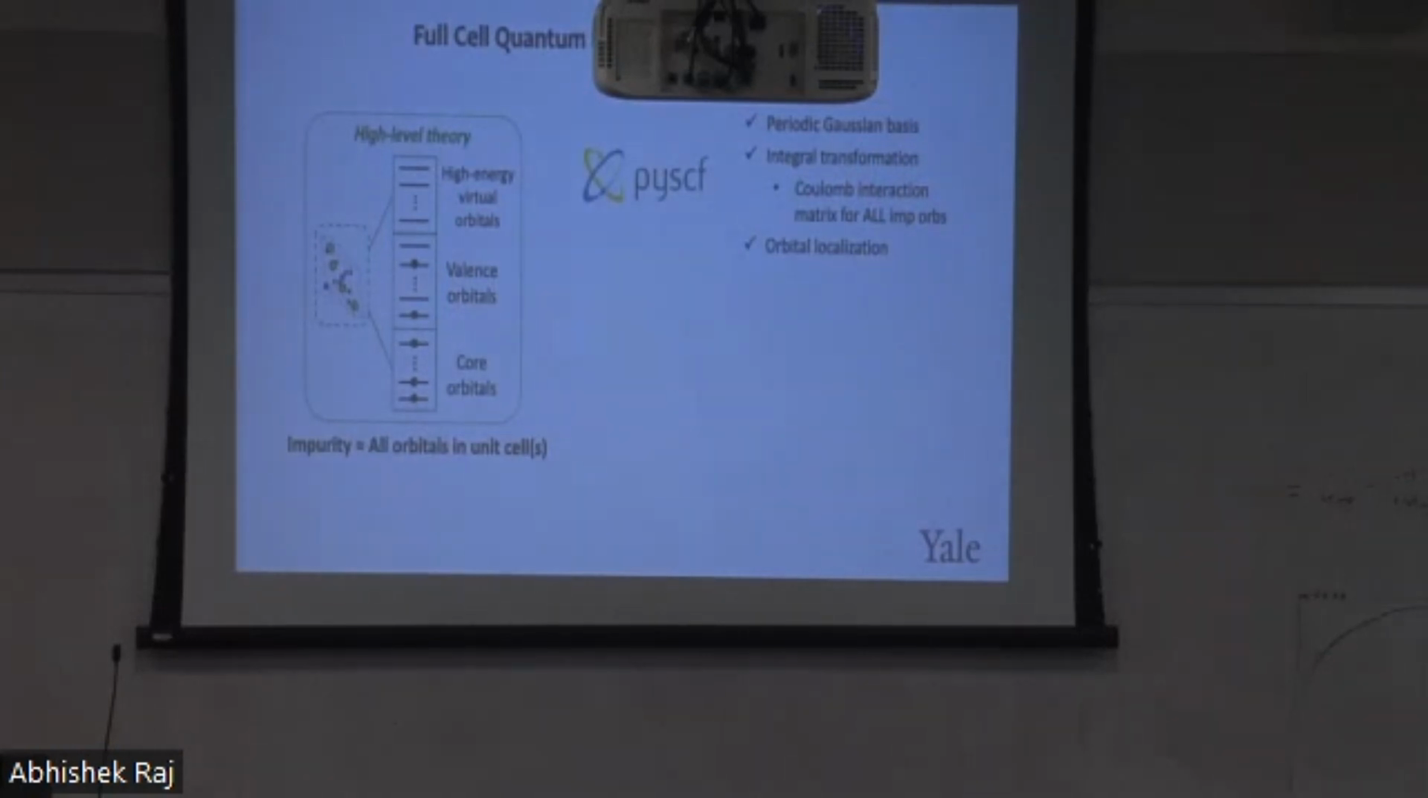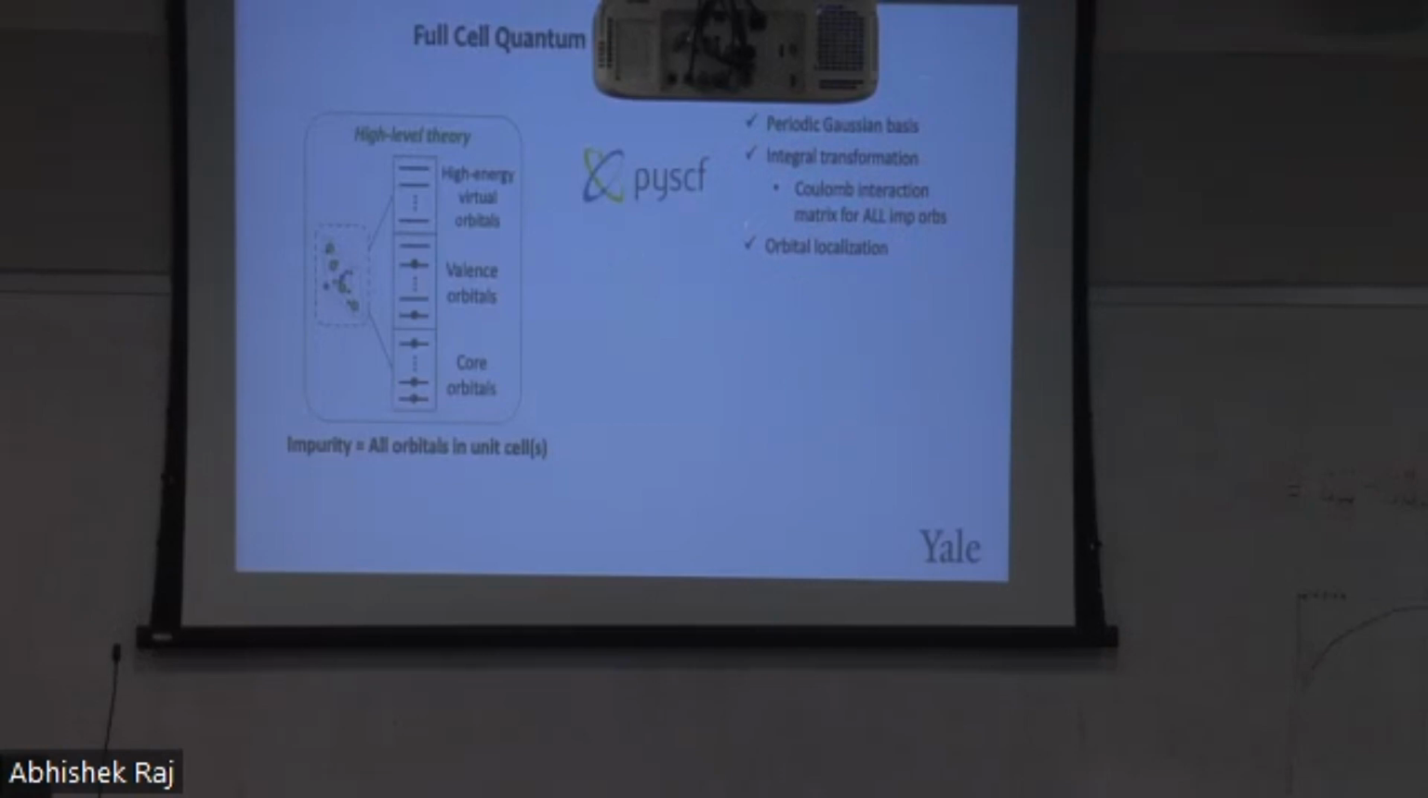All right, so what we do is we develop a quantum embedding infrastructure or code, which we call full cell quantum embedding, or sometimes we call them orbital quantum embedding. In following this idea, we base all our developments on PySCF, which means we use periodic Gaussian basis instead of plane wave basis. We figure out ways to do efficient integral transformation from a large crystal basis to a few hundred orbitals, local basis, and localization, this kind of thing.